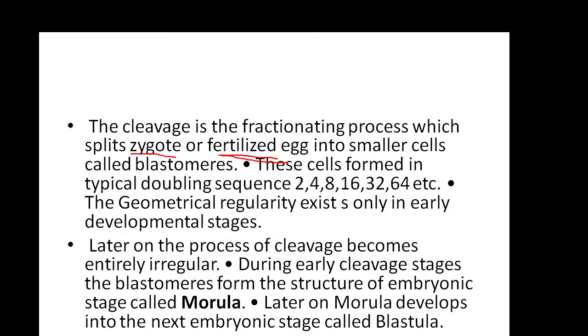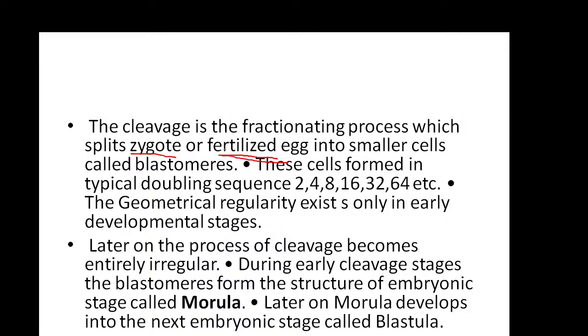So cleavage is simply the mitotic division taking place in the zygote or fertilized egg, which results in the formation of an embryo. After many divisions, a large number of cells will be formed, and these cells are called blastomeres. During early cleavage there is a geometrical regularity like 2, 4, 8, 16, 32, 64. After that, the division is very fast and becomes irregular.